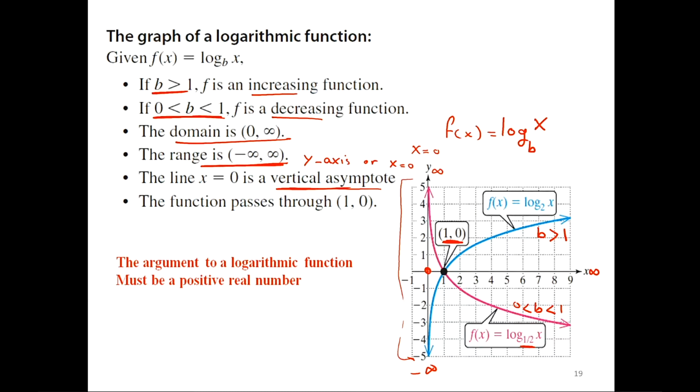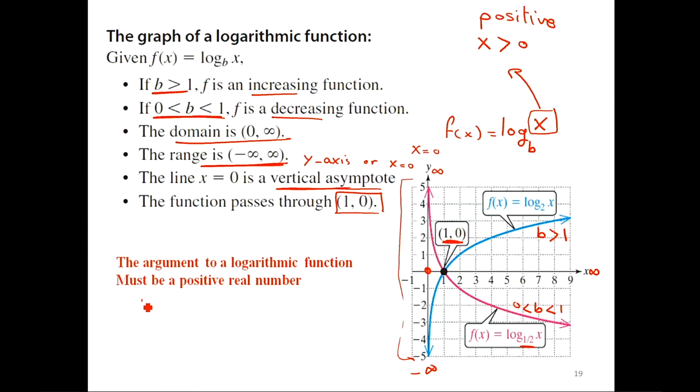Okay. Each function, increasing or decreasing, passes through 1, 0. Okay. Any argument inside the logarithm must be positive, greater than 0. It cannot be negative or 0. Must be positive, okay, inside the logarithm.